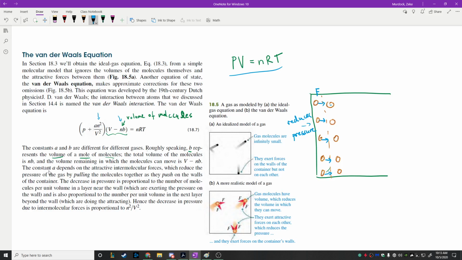Sure. So it says the constant a depends on the attractive intermolecular forces. So in general, it's some constant that represents how strong the force between the molecules is. Does that make sense? Okay.